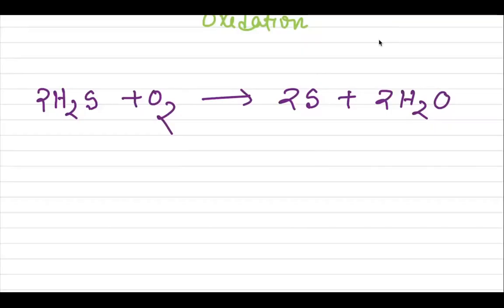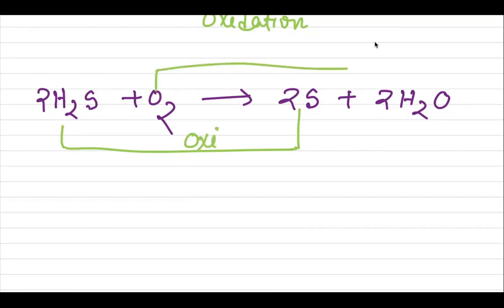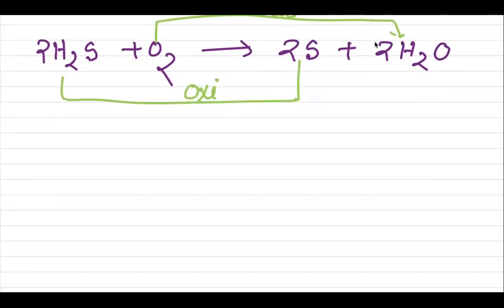So here H2S is converted to sulfur. That means removal of hydrogen. That means this process is oxidation. Whereas here oxygen is converted to water. That means hydrogen is added. So this process will be reduction. Clear? Very easy.